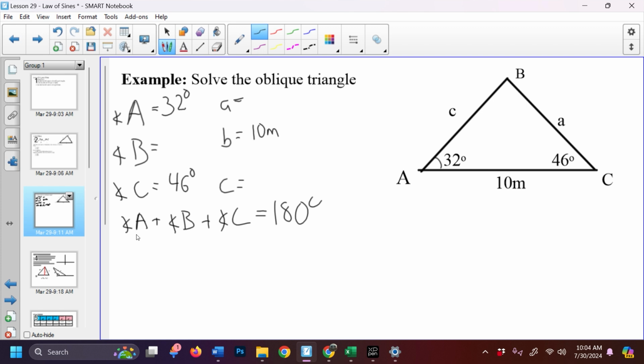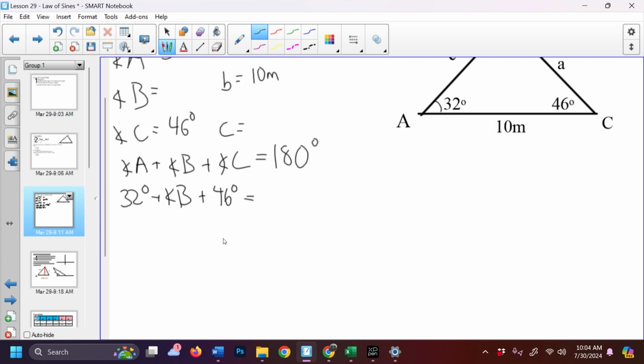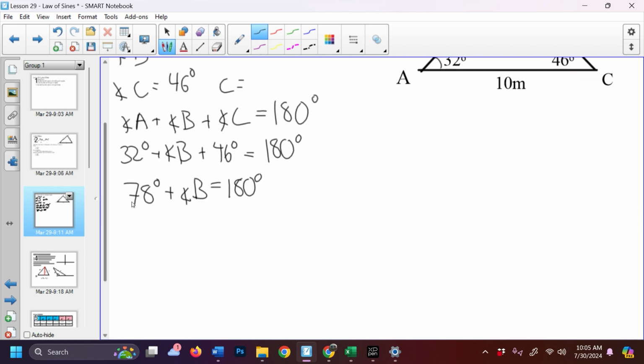So I can replace this A with 32 degrees. I don't know what angle B is. I can replace angle C with 46 degrees. The sum has to be equal to 180 degrees. And so 32 degrees and 46 degrees is 78 degrees plus angle B, still equal to 180 degrees. And so if I subtract away 78 from both sides, I get angle B being equal to 102 degrees.